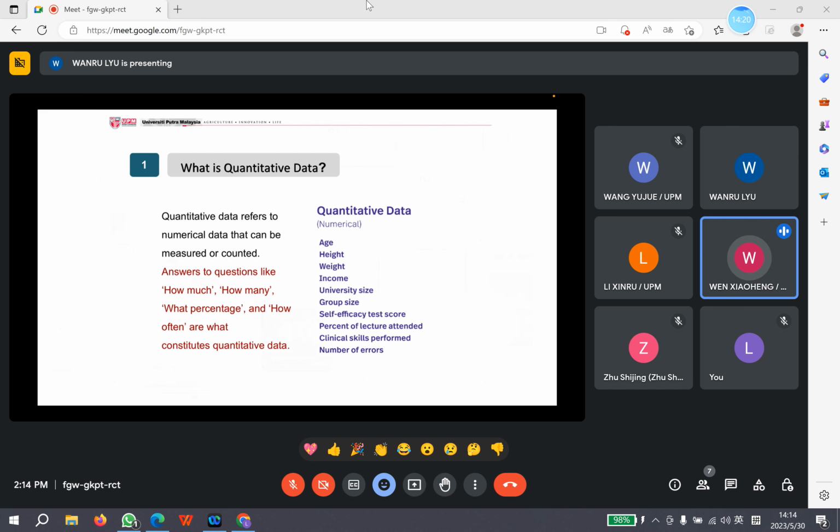Quantitative data refers to numerical data that can be measured or counted, and it always answers questions like how many, how much, what percentage, and how often. So as you can see, here are some examples of quantitative data such as age, height, weight, income, group size, and so on. Next, please.